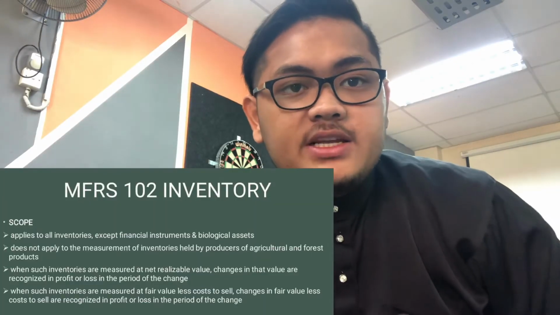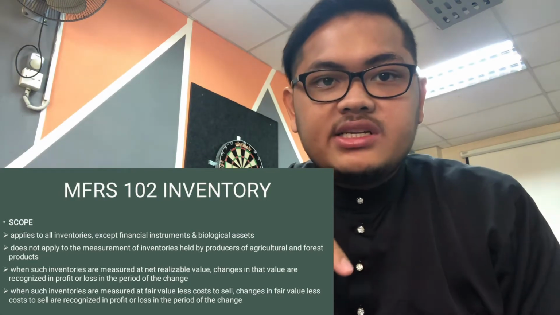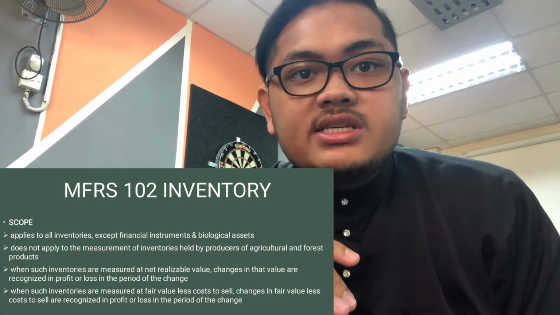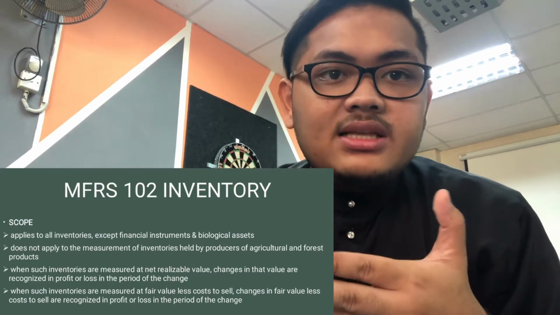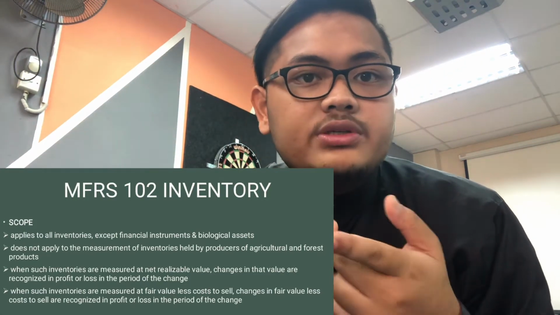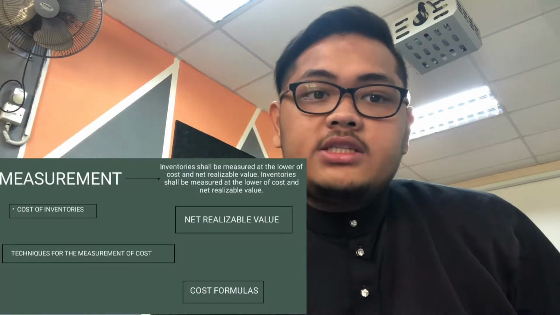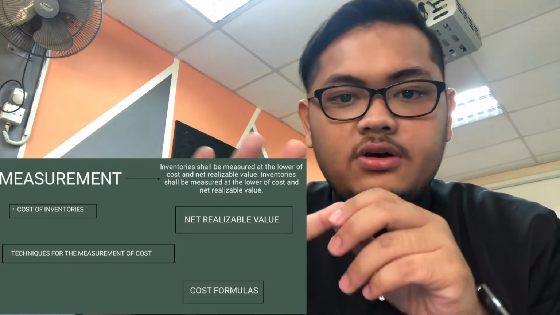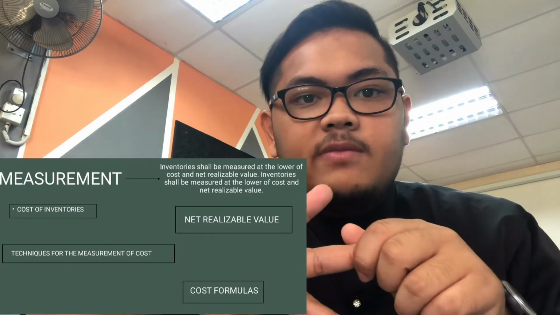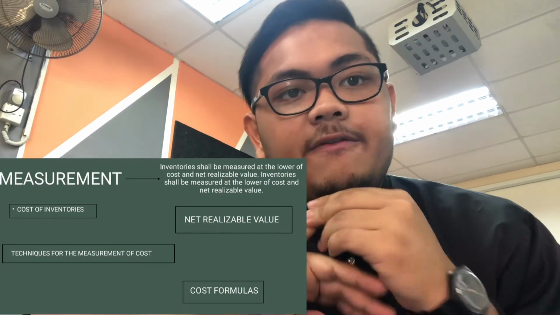For the scope of this standard, it applies to all inventories except financial instruments and biological assets, but this standard does not apply to the measurement of inventories held by producers of agriculture and forest products. Next, for the measurement, it has 4 methods, which are cost of inventories, techniques for the measurement of cost, cost formula, and net realizable value.